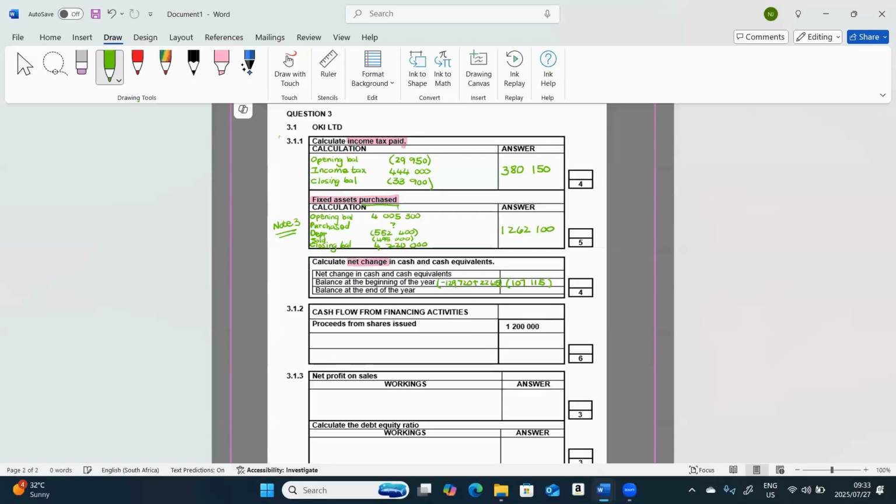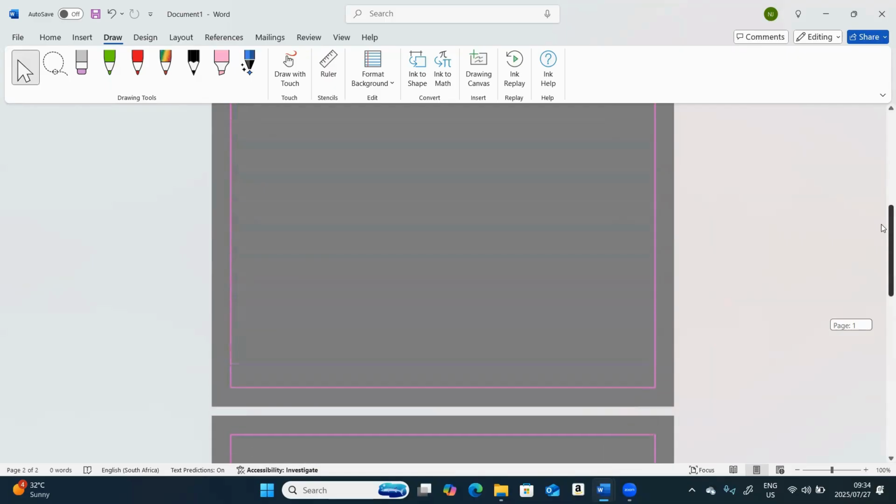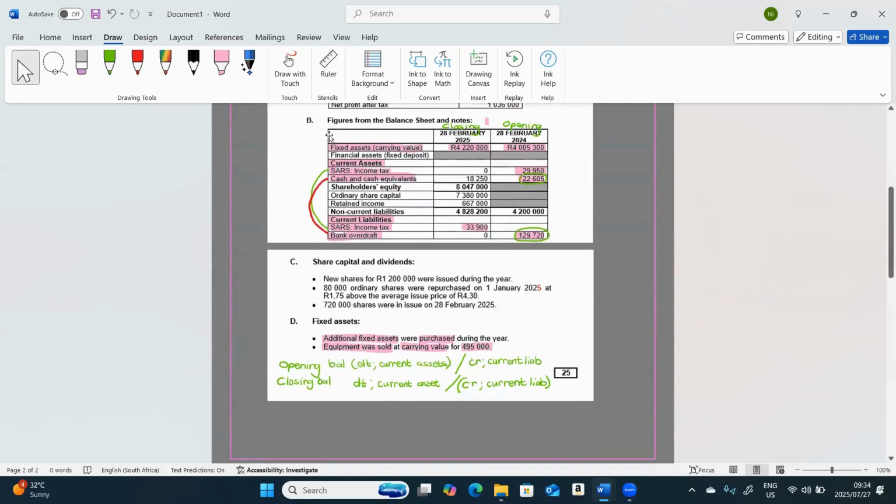Okay, in brackets, right? Because the bank overdraft was more than our positive bank accounts. So the answer, the opening balance remains in overdraft. The net effect remains a liability. Then we need our balance at the end of the year. So let's quickly go and get our balance at the end of the year.